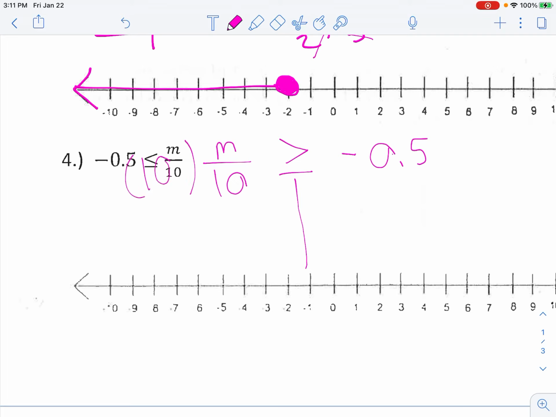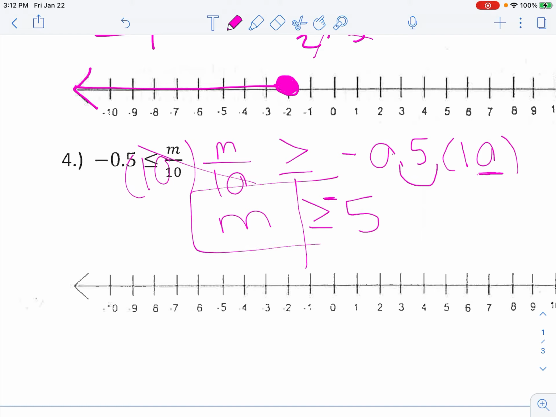So I'm going to put times 10 on the left and times 10 on the right. Everything on the left is going to cancel. So we've got m is greater than or equal to. Now, when you multiply a decimal times 10, that can be mental math. All you have to do is slide that decimal to the right. So m is greater than or equal to -5. We're multiplying -5 times positive 10. M is greater than or equal to -5.